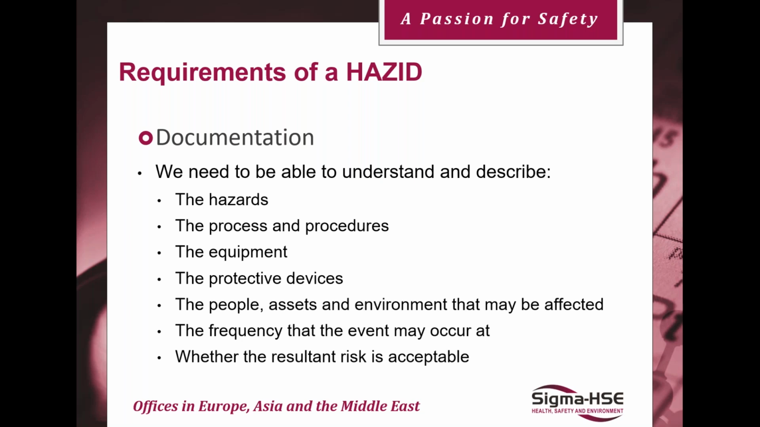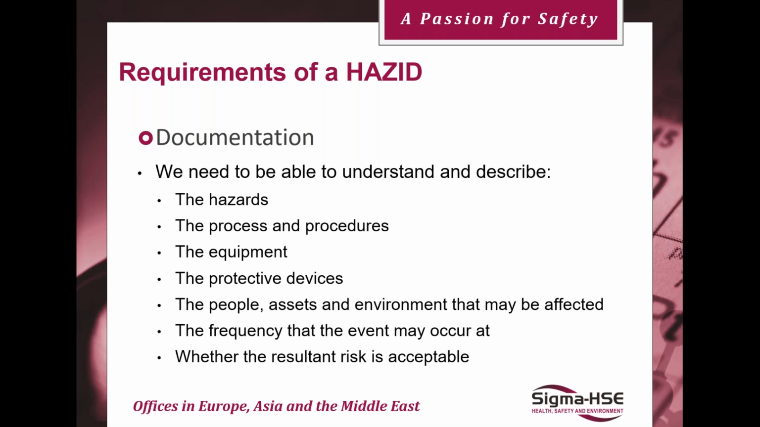We need to be able to describe what the process is and the procedures that you've got for doing that as well. We need to be able to know what the equipment is, what it is designed for, what are the conditions of temperature, pressure, etc., for which your equipment is going to operate, for which it's been designed to accommodate. We need to know what protective devices are there. We need to know, from the point of view of what the consequences are going to be, who we're going to hurt. The people, what assets, the environment that might be affected by your operations.